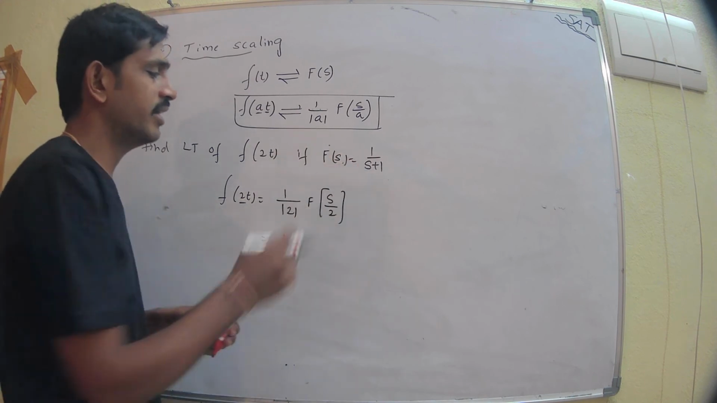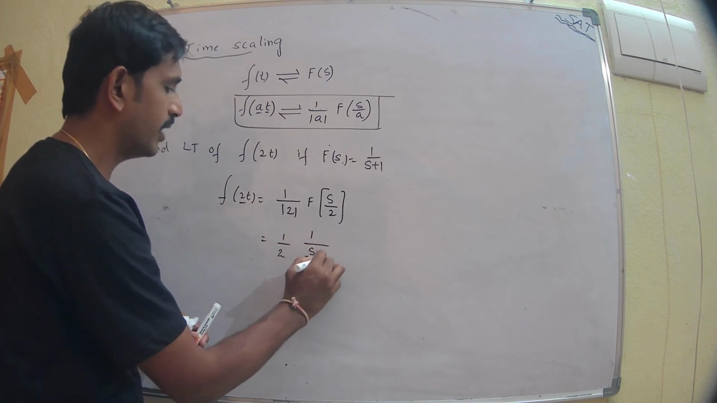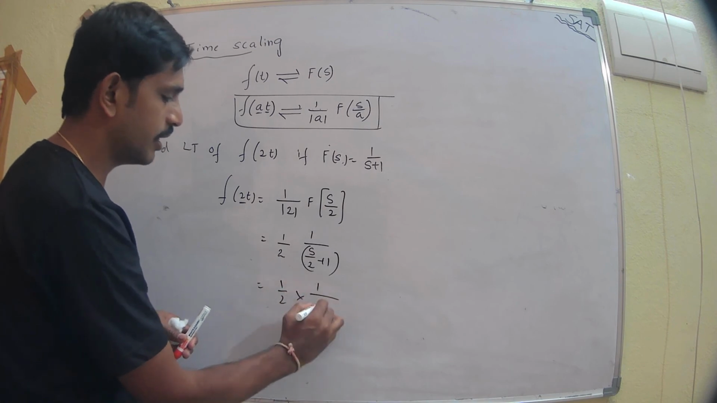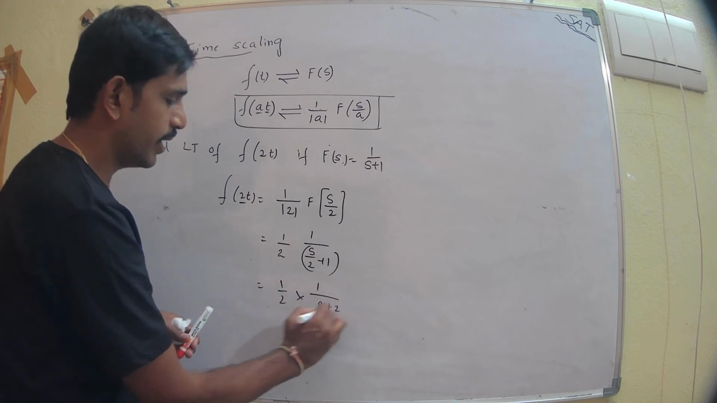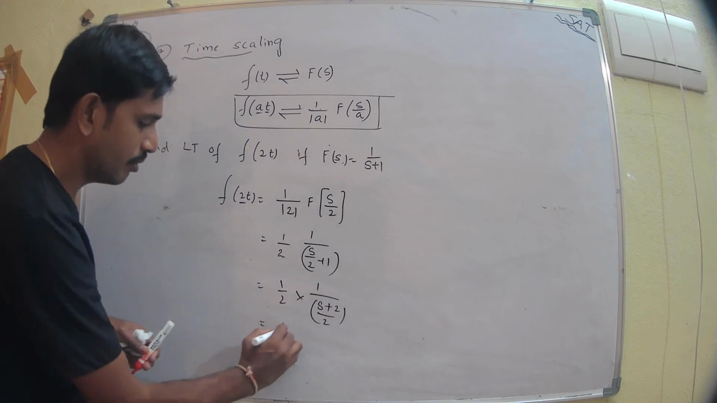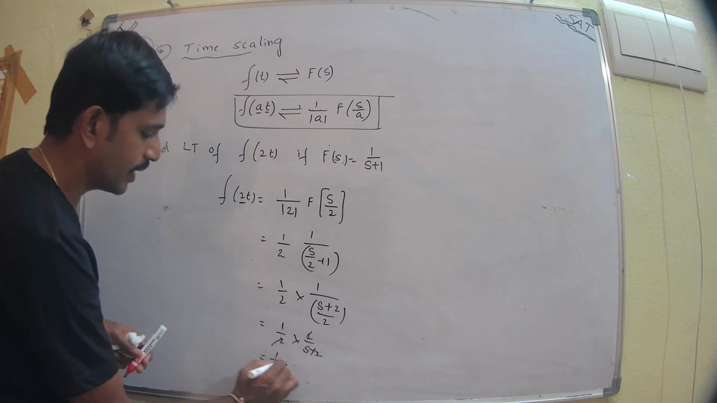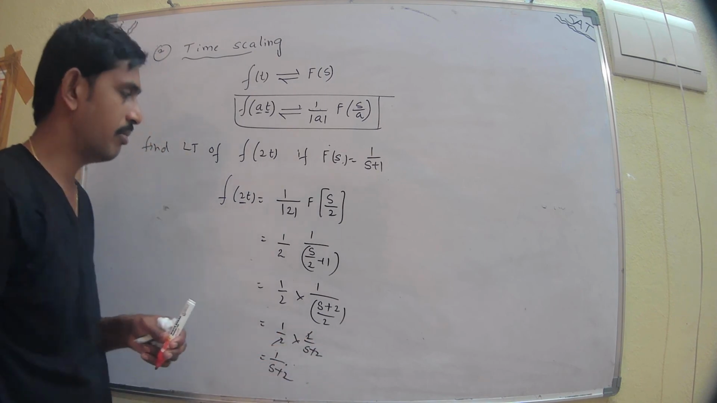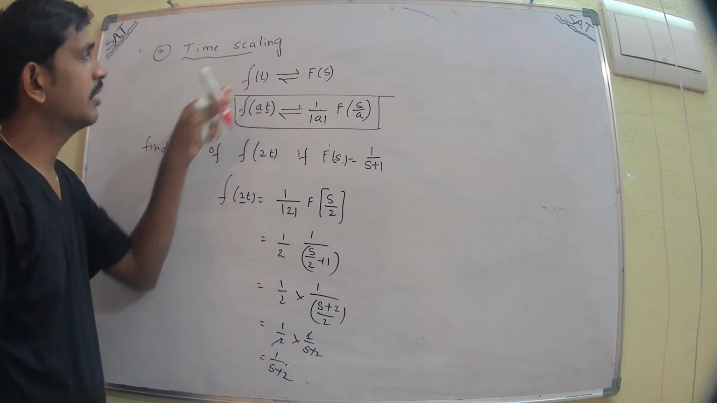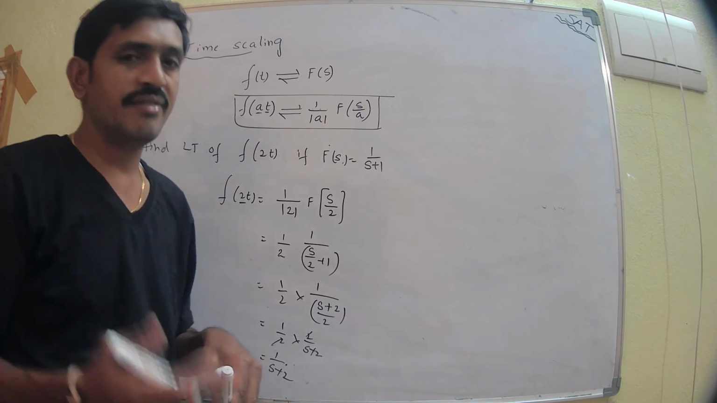In the place of s I can substitute s by 2, then 1 by s by 2 plus 1. Simplify here: 1 by 2 into, LCM is 2, so 2 by s plus 2. The 2s get cancelled, giving 1 by s plus 2. This is the Laplace transform of f(2t). So this is an important property of the Laplace transform for solving differential equations.